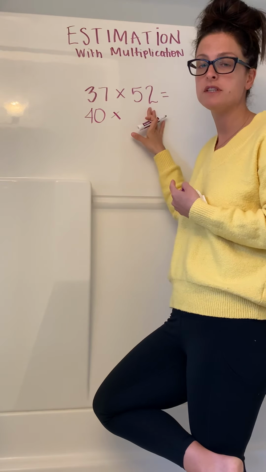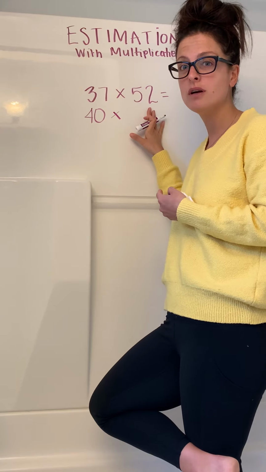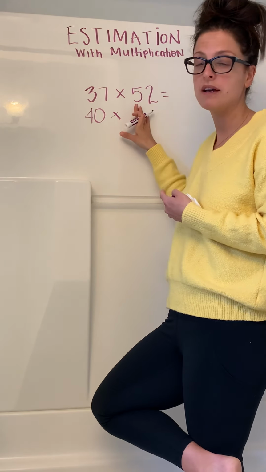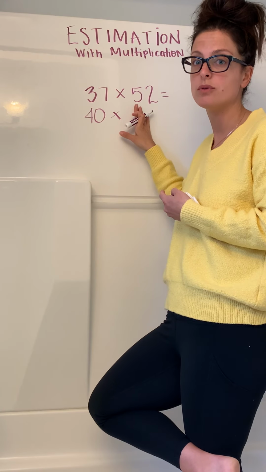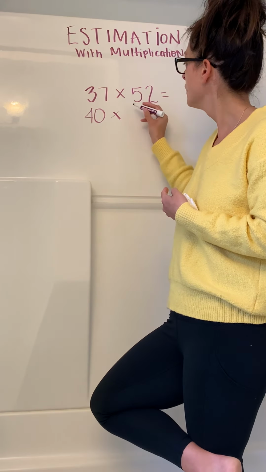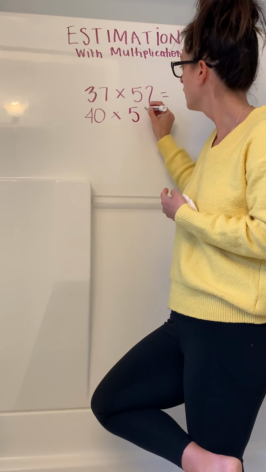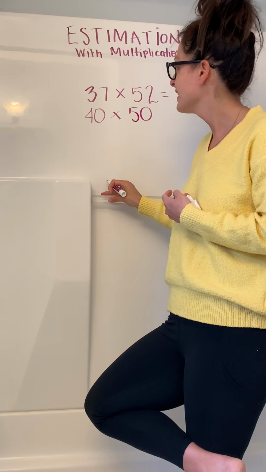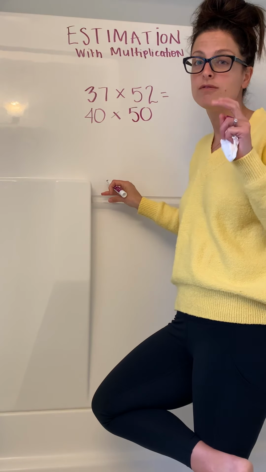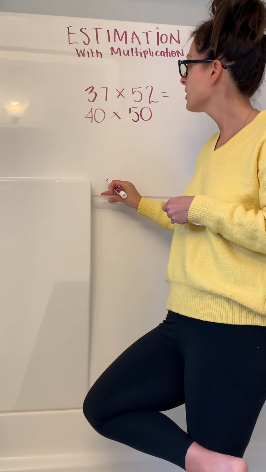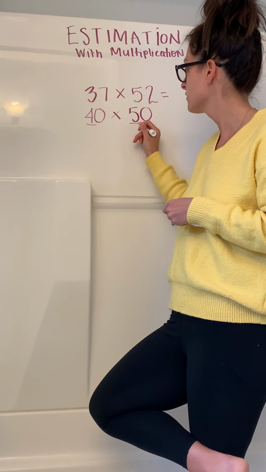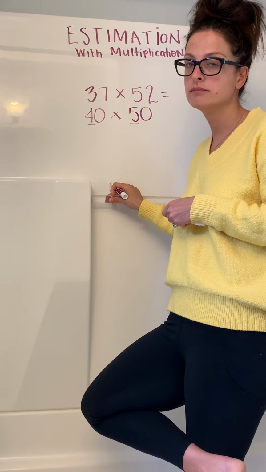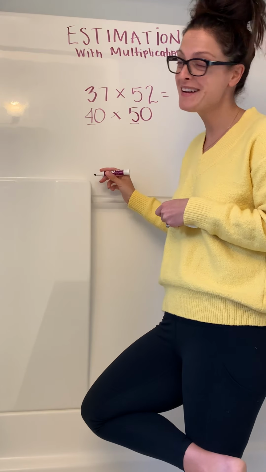Okay, and then we have 52. And is 52 closer to 50 or 60 when we think about the 5 being in the tens place? It's closer to 50. So now this is the part where it gets super easy, right? Now that we have our numbers as friendly numbers, we can multiply our 4 and our 5 together. And I want you to think about, what is 4 times 5? Yep, you're right, it's 20.